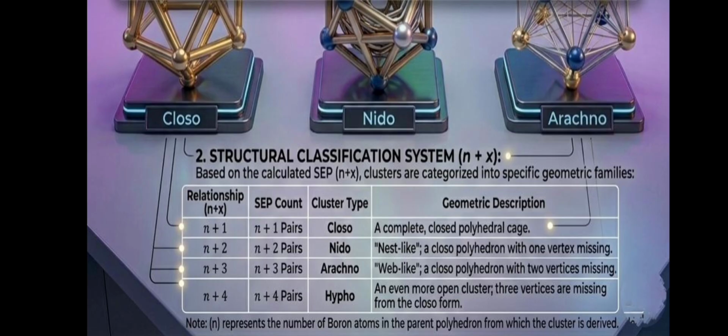Geometrically, this is a closed polyhedron with 2 vertices missing. Finally, the n plus 4 relationship gives us a hypo cluster. This is an even more open cluster where 3 vertices are missing from the original closed form.